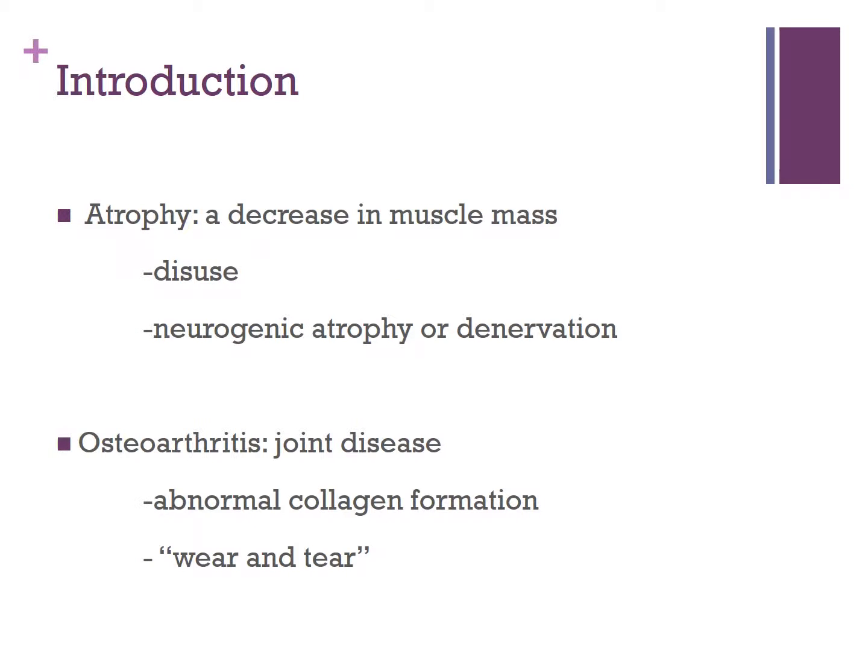Atrophy is a decrease in muscle mass. It can be caused by 2 different things, either just a disuse of muscle. If someone isn't regularly using muscle, then the muscle mass can decrease. Also, denervation, when a nerve is damaged, therefore it prevents a muscle from getting stimulated and disallows someone from using that muscle. Osteoarthritis is a joint disease. It can either be from a genetic mutation that causes abnormal collagen formation, or just from daily wear and tear, which is usually seen in older people.